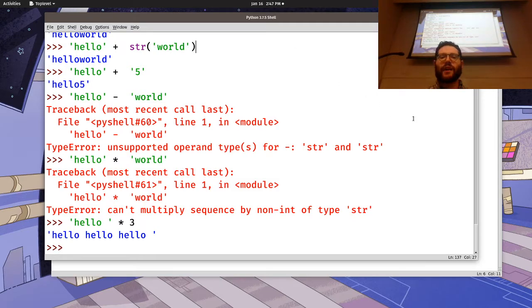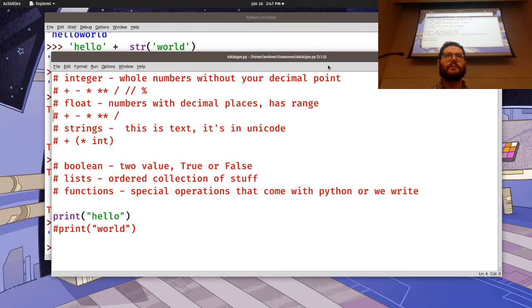Okay. All right. Any questions on variables so far? On not our variables, our data types so far: integers, floats, strings.